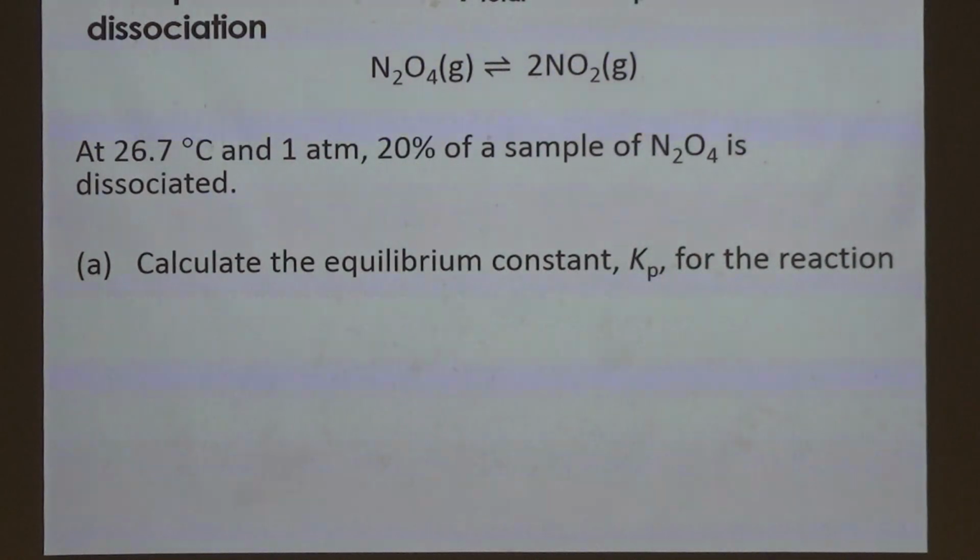Right, let's take a look at example 4.7. Your nitrogen tetroxide forms an equilibrium reaction with NO2 gas. NO2 gas is a brown gas. It's one of the only few brown gases you will see in your A-level syllabus. Right, so at 26.7 degrees Celsius, 1 atm pressure, 20% of the sample of N2O4 is dissociated. So once again, they are describing to you the equilibrium system. Calculate Kp for the reaction.